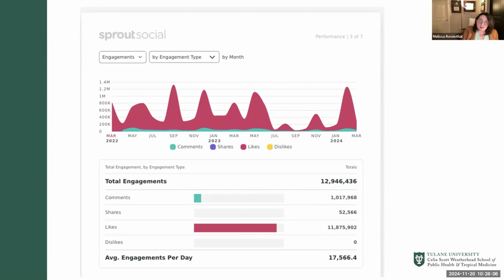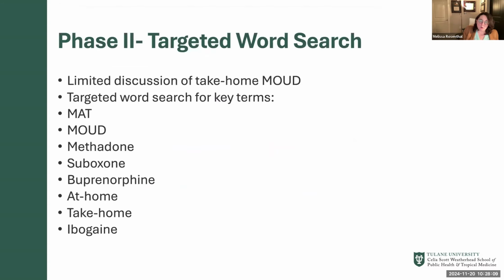So in order to combat the limited data that we've seen related to take-home MOUD, we are currently in phase 2 of this analysis, in which we are doing a targeted word search of several key terms that we believe will yield us more results for a richer analysis. We are essentially going through our outputs of these posts that we got from Sprout Social and manually searching these terms throughout and going through our analysis that way.